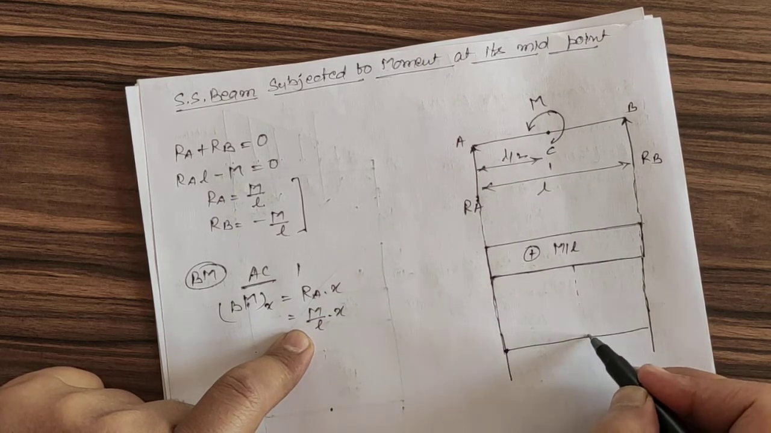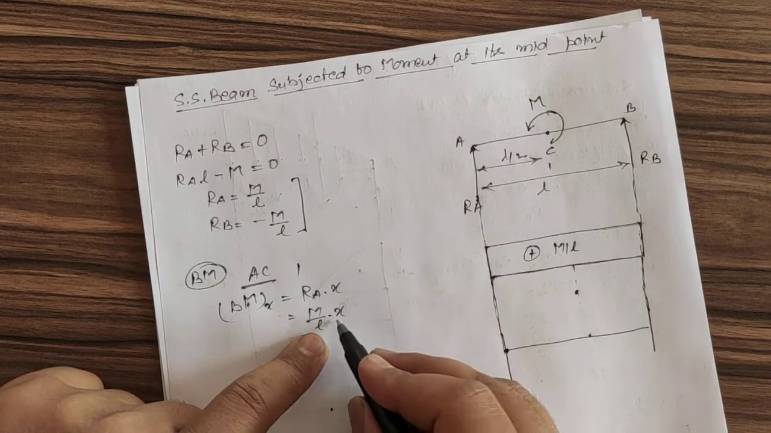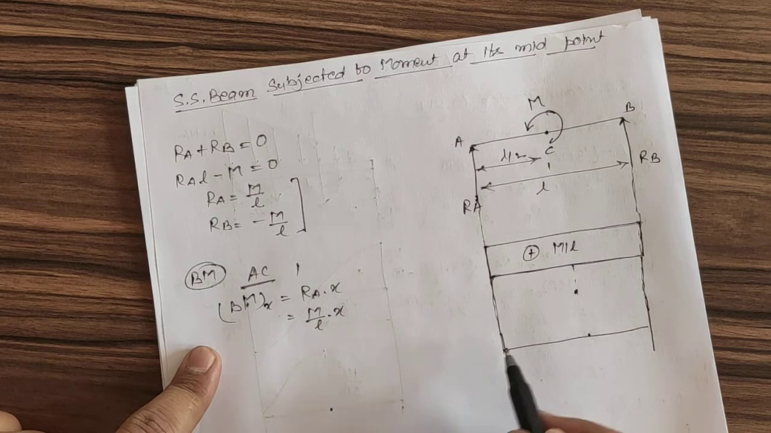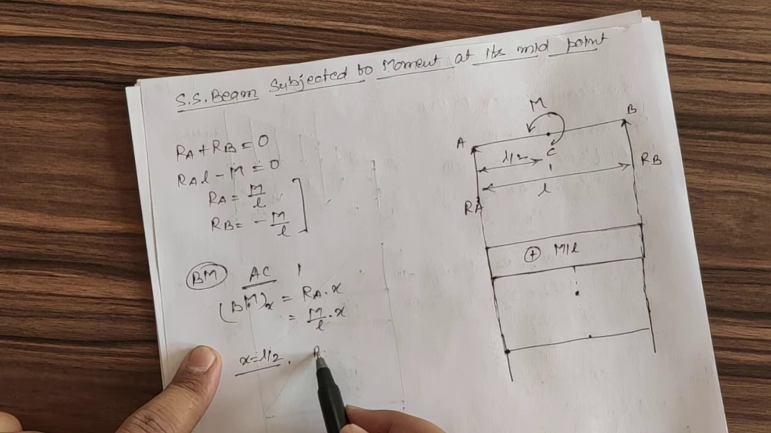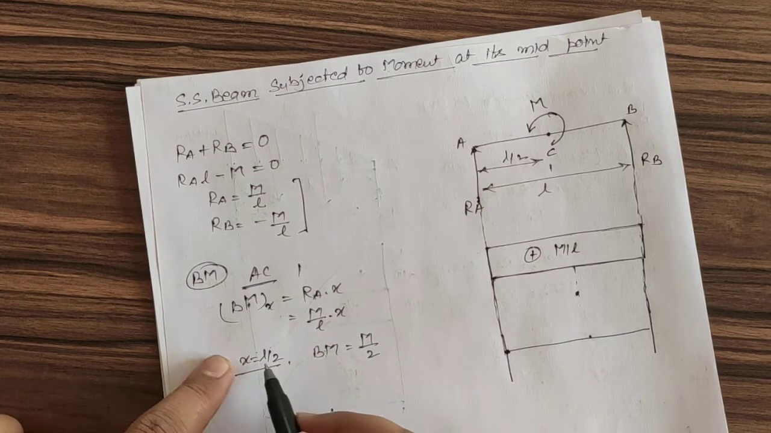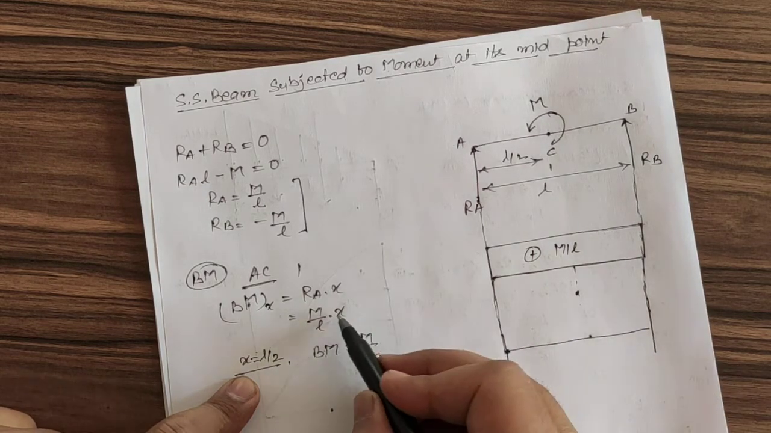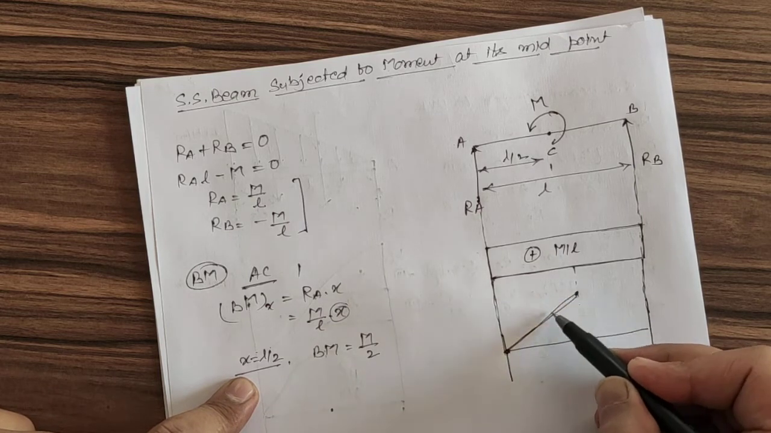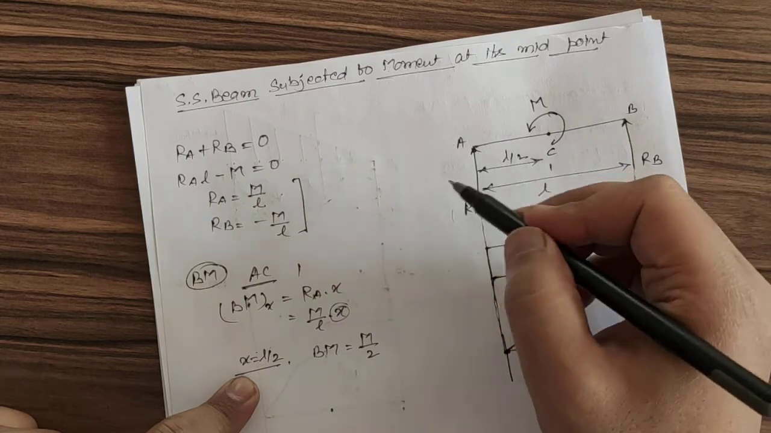Now, this is varying linearly. When x equals 0, it is 0. When x equals L by 2, we will have bending moment equal to m by 2. Put x equals L by 2 here, we will have m by 2, and the variation is linear. So, we will have a positive bending moment. Why positive? Because this R A will produce sagging nature.